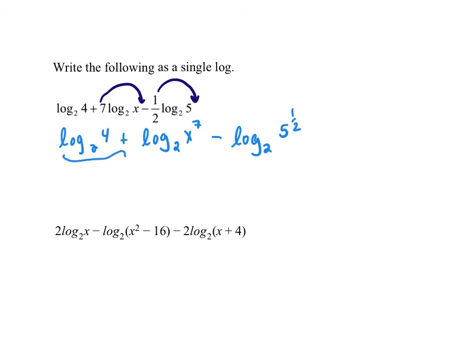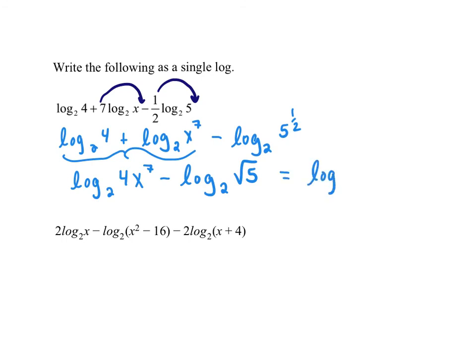I can bring these two logs together because they're added, and two logs added together can be written as one log multiplied. So 4x to the 7th minus log base 2 of square root of 5. And now I have two logs that are subtracted, so I can write it as one log divided. So this is log base 2 of 4x to the 7th over the square root of 5. So I took several logs, 3 of them in particular, and I put them all together.